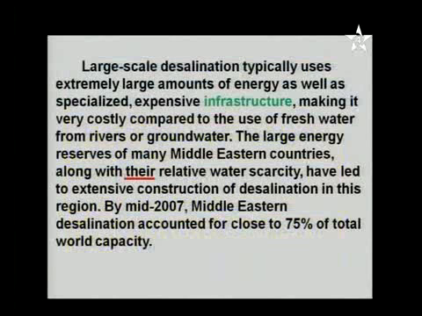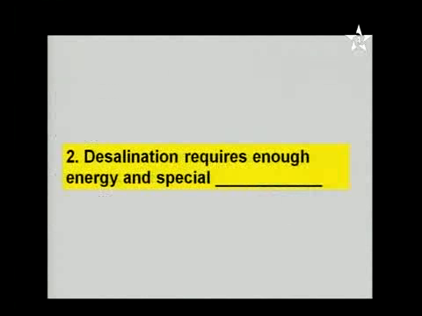Now, let me take you to the paragraph where we have the answer. Please, let's read the first sentence. Large-scale desalination typically uses extremely large amounts of energy as well as specialized, expensive infrastructure. So we've got the answer. Now we stop, we go back and write the sentence: desalination requires enough energy and specialized infrastructure. That's very good.